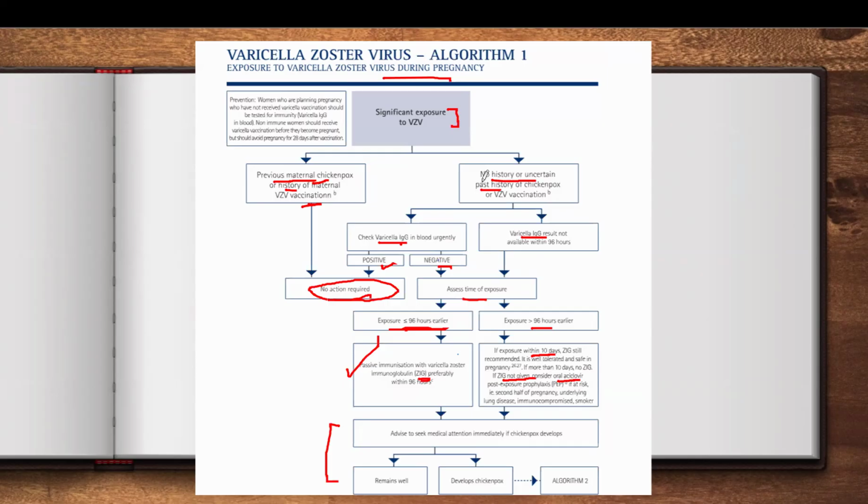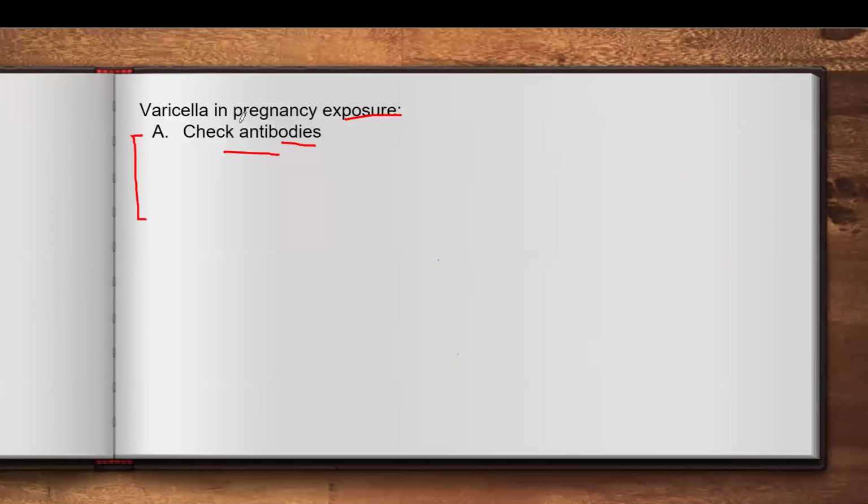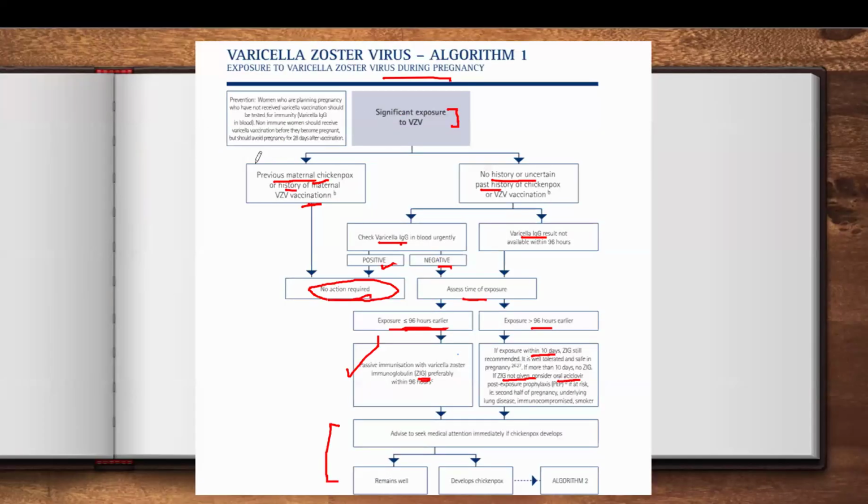So in our case, it's just written that varicella in pregnancy exposure is there. So depending upon whether the statement tells you there was any previous history or previous history of vaccination, then no action. If there was an uncertain history, then check IgG. If, for example, in your scenario, they have written IgG is negative, then what to do? Then, depending upon the time of exposure, we will give her zoster immunoglobulin, or the passive immunization. Okay. Varicella vaccine, we don't give in pregnancy because it is a live vaccine, right? So we give passive immunization.